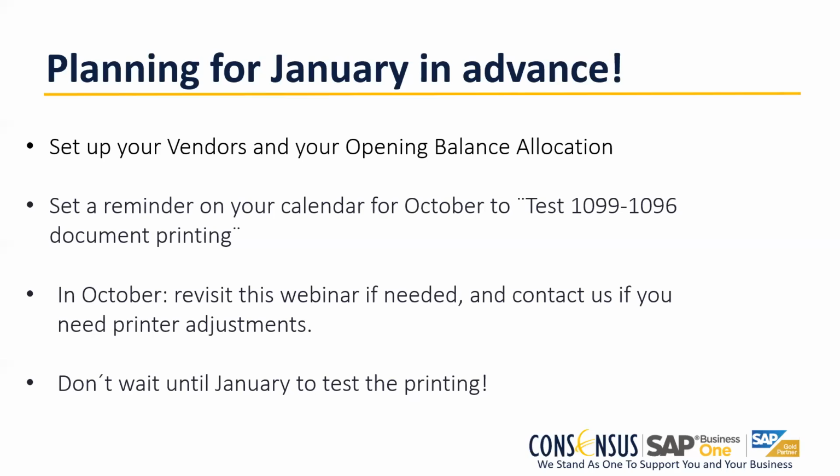What we would suggest for anyone who hasn't been managing 1099 in SAP up until now is to set up your vendors as soon as possible. Following the process that Lorena showed us today, use the opening balance allocation if you already made payments to any of those vendors so that you already have that correctly set up. And then we would like to suggest for you to set up a reminder on your calendar for October to test the 1099 and 1096 document printing. We will remind you of that in our newsletter as well.